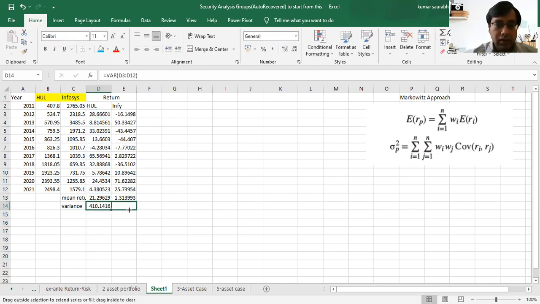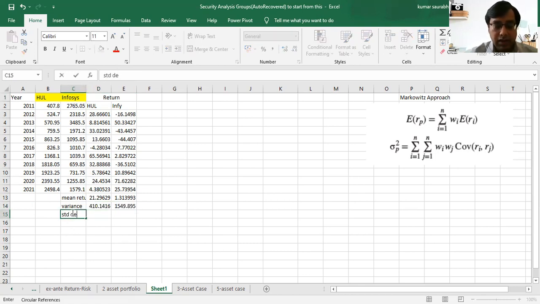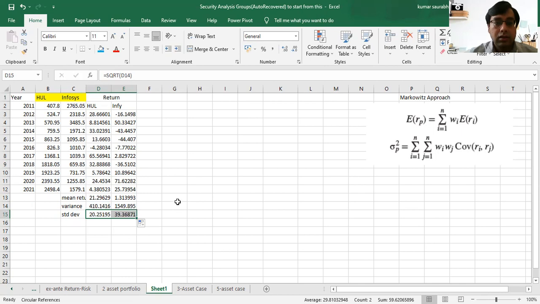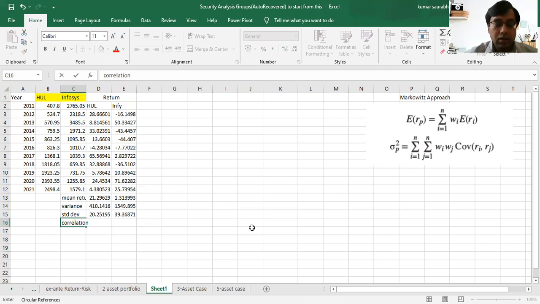Variance of HUL, likewise for Infosys. From this, I am again calculating the standard deviation. So 20.25% is the risk of HUL, while 39.36% is the risk of Infosys measured in terms of their variance. Now, next thing which I want to determine is the correlation among the securities. Correlation between HUL and Infosys. So I'm using again the inbuilt function of Excel for correlation.